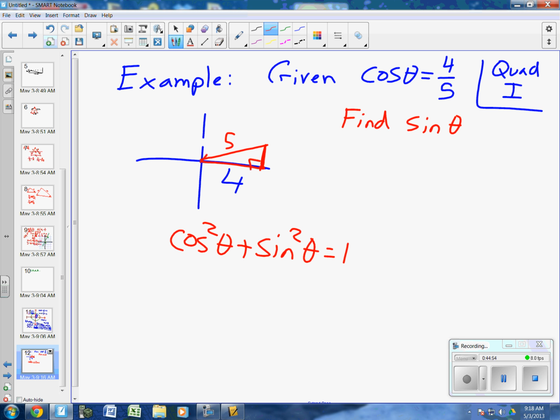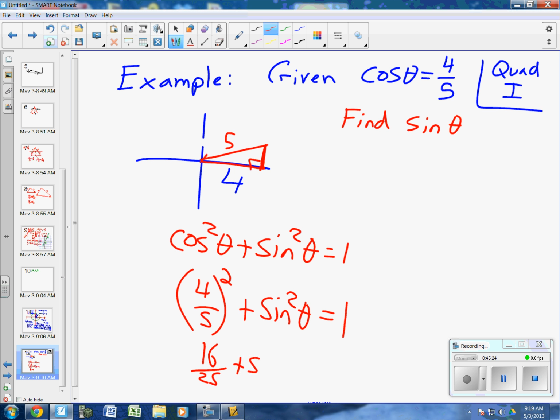This is what we can do, you guys. See this cosine? Since we're given cosine as 4/5, I can substitute it in there. 4/5 squared plus sine squared of theta equals 1. Could I solve this for sine of theta? And then would I have my answer? Because I'm looking for sine of theta, right? So let's do that. What is 4/5 squared? What's 4 squared? You guys don't need your calculators. 16. What's 5 squared, everybody? 25. You guys know those, right?